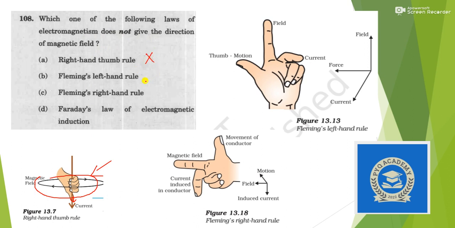Okay. Fleming's left hand rule. You can see in Fleming's left hand rule, you can find the direction of field. So this is also the wrong answer. Fleming's right hand rule. You can also find the direction of magnetic field. So it is also a wrong answer. Then the option left is surely the right option. Faraday's law of electromagnetic induction.